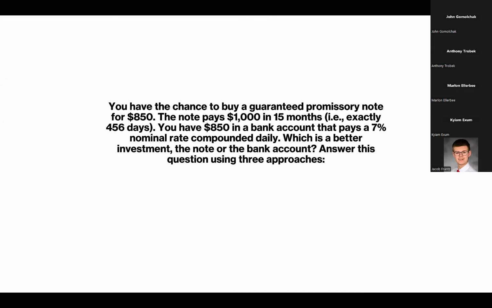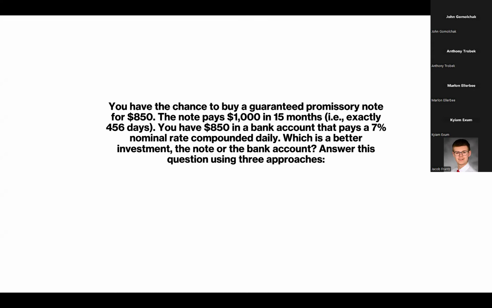Okay, so the next question basically started out with this, and then it went into three separate parts. The main part of the question was, you have a chance to buy a guaranteed promissory note for $850. The note pays $1,000 in 15 months, which is exactly 456 days. You have $850 in a bank account that pays a 7% nominal rate compounded daily. Which is a better investment, the note or the bank account? And then we went into three different approaches to answer this question.